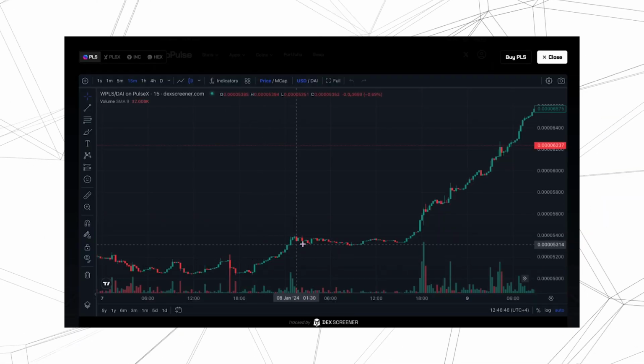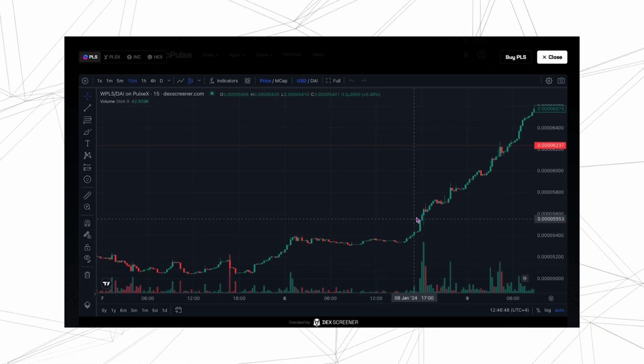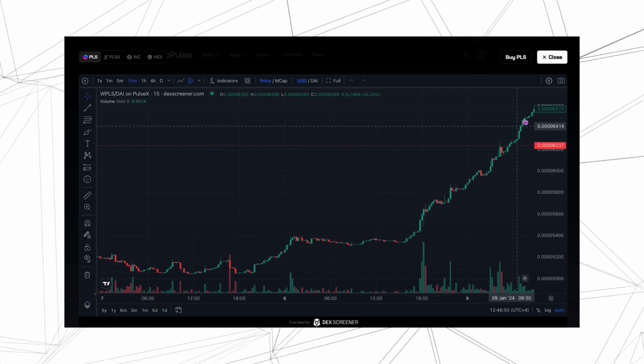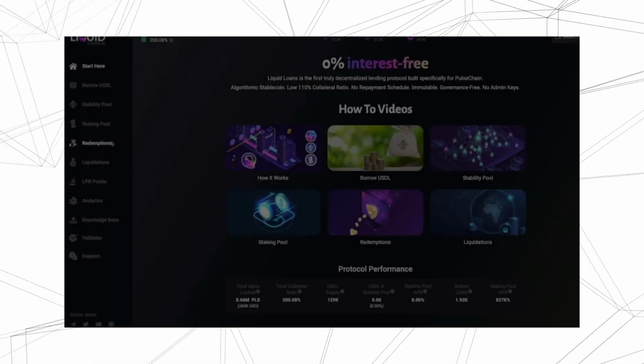So obviously we're all really excited with the recent Pulse pump. We're all sort of watching carefully as the price of Pulse continues to climb. One of the things it does highlight for us, though, is that there seems to be a bit of a lack of understanding in terms of how the protocol works when it comes to redemptions.